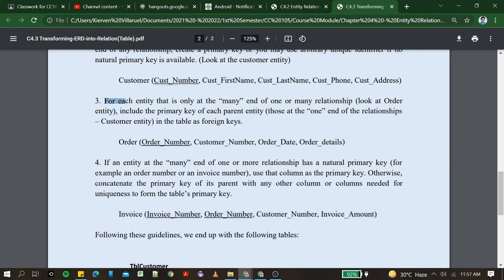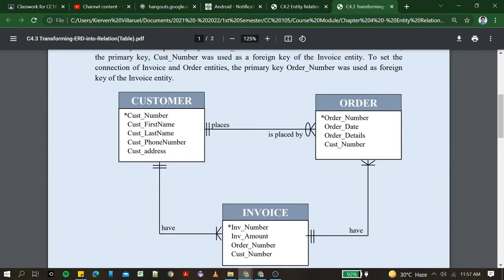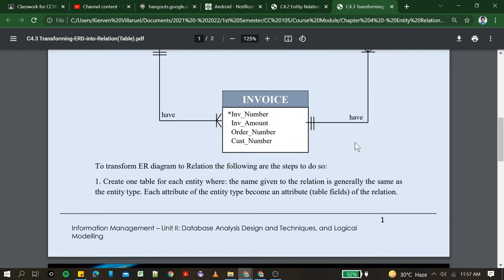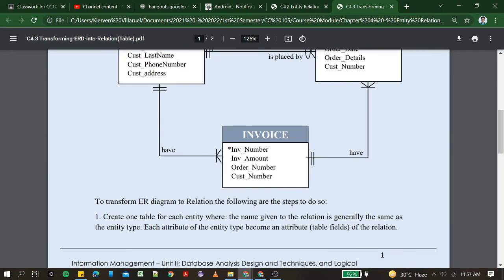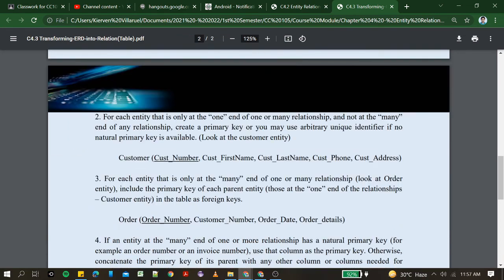For each entity that is only at the many end of one or many relationship, yun yung order. Kasi, lagi siyang nasa many, di ba? Ito, 0 or more, 1 or more. Nasa many siya. Si order, yan yun. 0 or more lagi siya. Many ang end niya. Itong si invoice can be 1 or more, kasi pag ang relationship niya sa order ay 1, pero pagdating sa customer ay many. So, ang pinag-uusapan dito sa part 3 na to ay yung order.